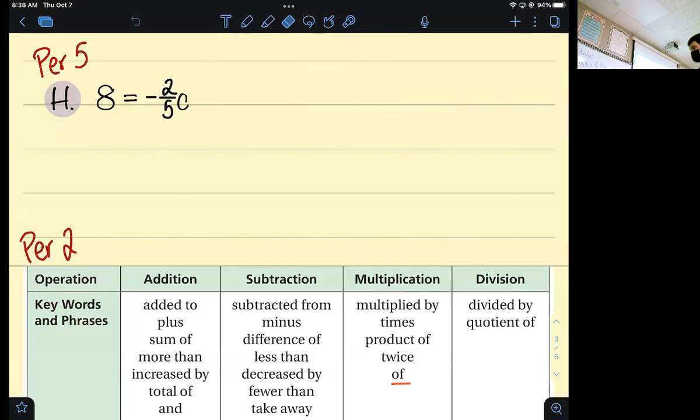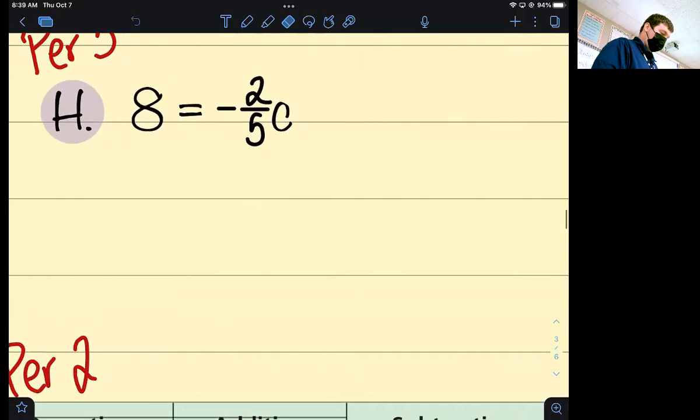All right, so we're finishing up 3.4. Now 3.3, due today, was adding and subtracting to solve our equations. This one was multiplying and dividing to solve our equations. And so we're going to look at example H.